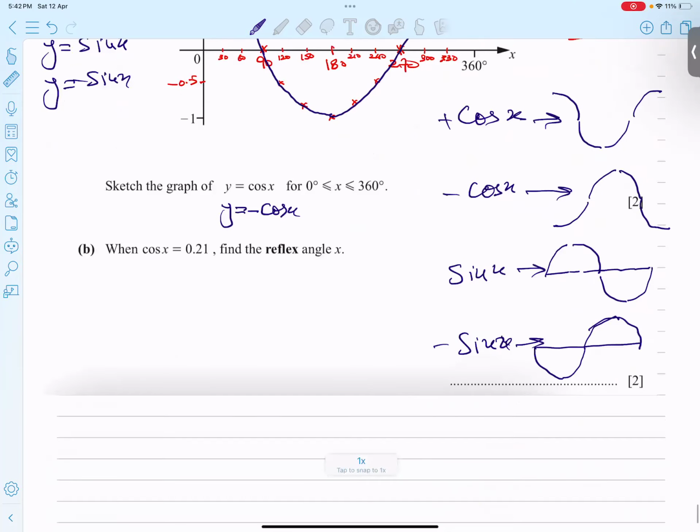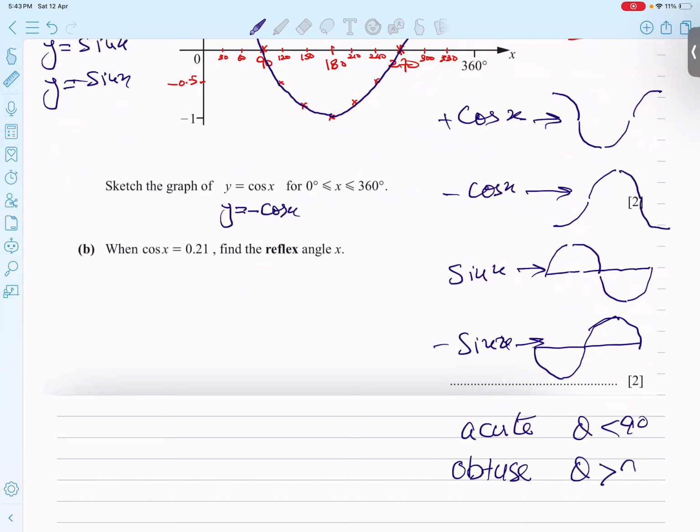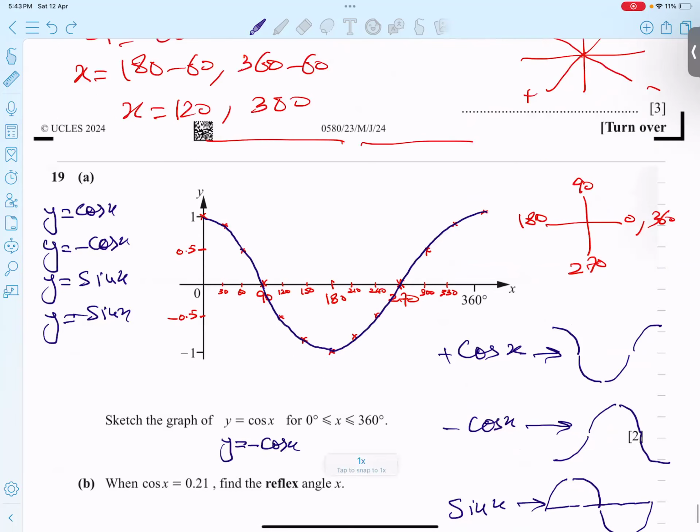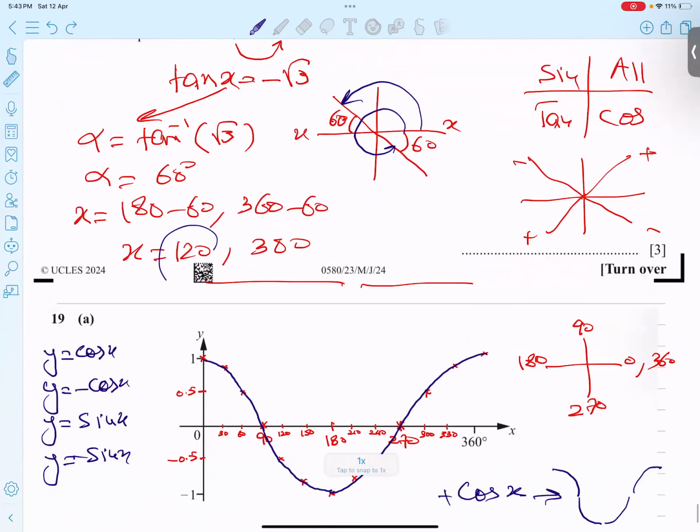Now I'm going to teach you what is a reflex angle. Let me start. First of all, I'm going to teach you what is an acute angle. An angle less than 90 degrees is called acute. What is obtuse? An angle more than 90 is called obtuse. What is a reflex angle? More than 180 degrees is called a reflex angle. Now look at here, he is asking you for a reflex angle. So don't worry, the way we have done on top, this is an obtuse angle.